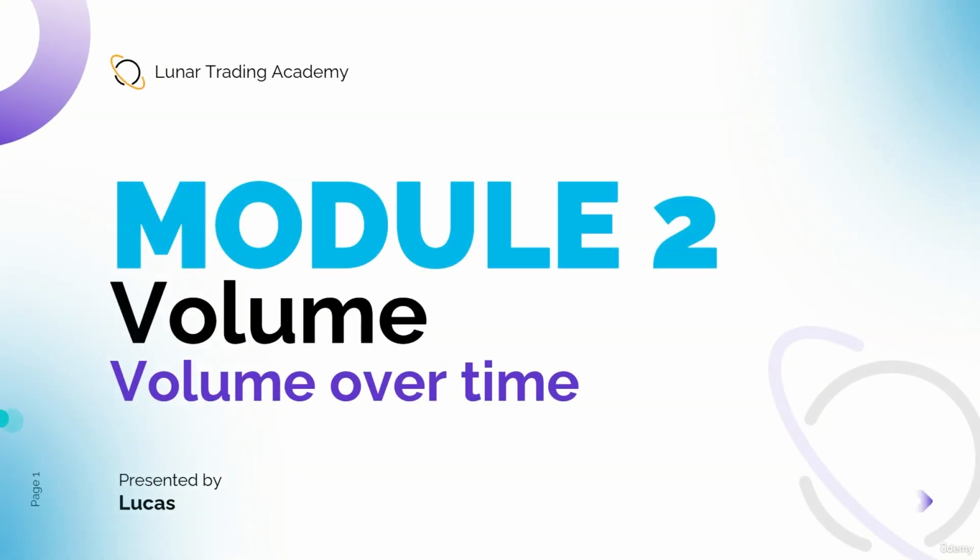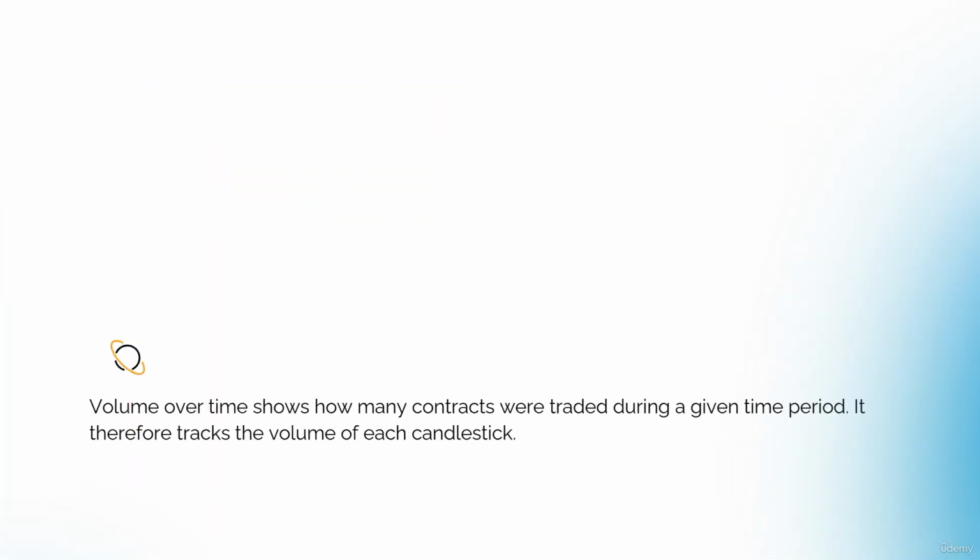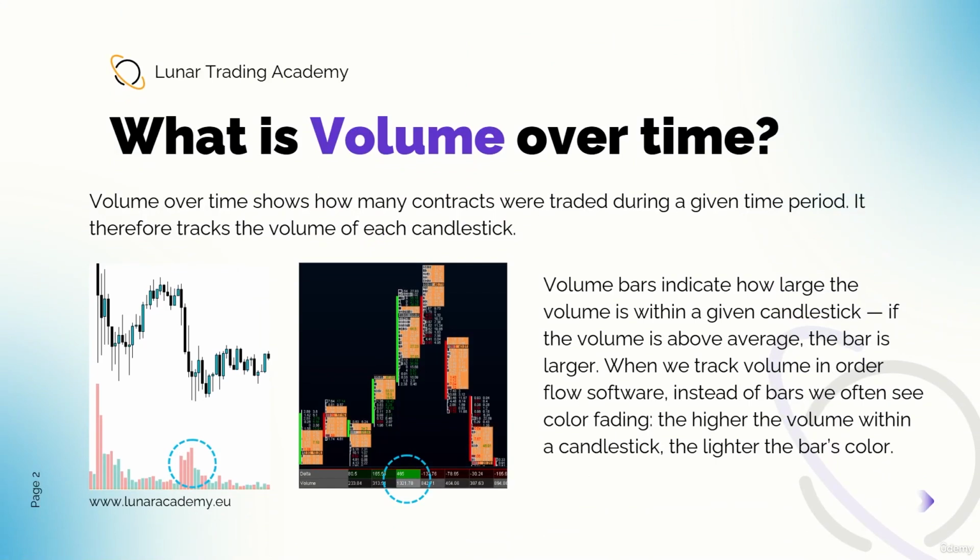Hi, in today's video we will take a look at what is volume over time, also known as a volume per candle. Volume over time shows how many contracts were traded during a given time period. It therefore tracks the volume of each candlestick. These volume bars indicate how large the volume is within a given candlestick. If the volume is above average, the bar is larger.